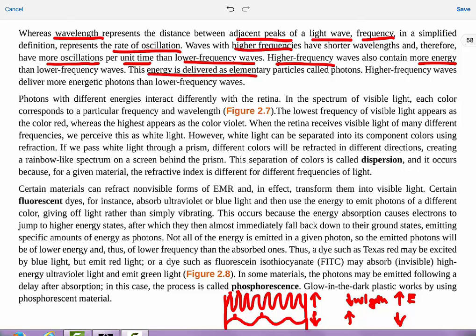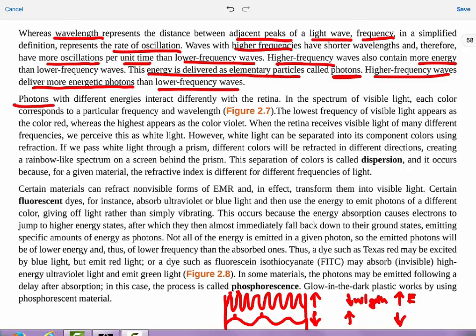This energy is delivered as elementary particles called photons. So these particles are photons. Higher frequency waves deliver more energetic photons than lower frequency waves, right? Because it's going faster, you're getting more photons, it's getting to you quicker.